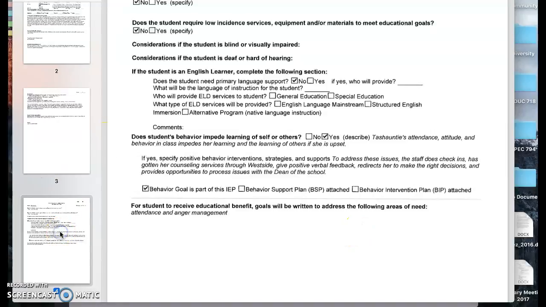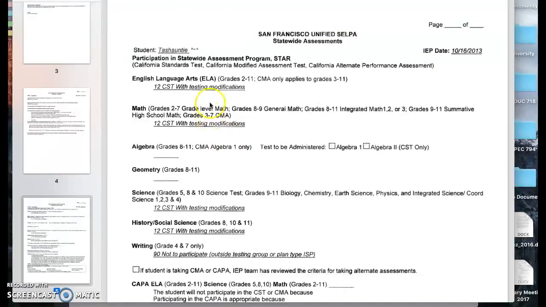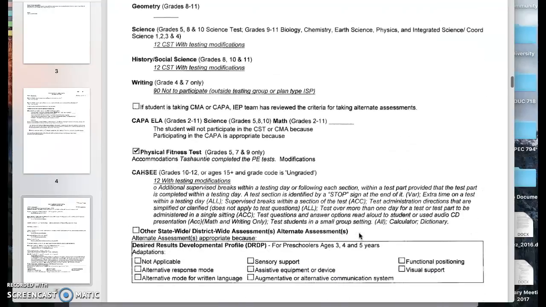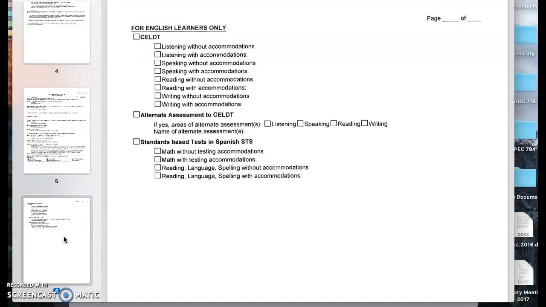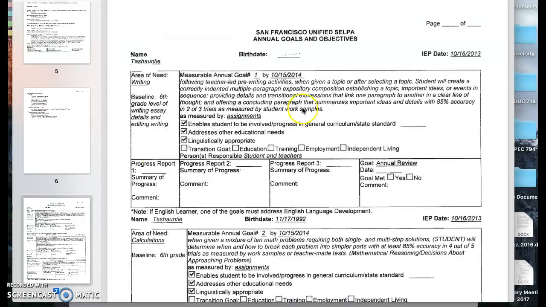So there's that. And then here is her assessment. So she has done the statewide assessments, which were at that time, this is one of the things that's really been changing. She took the physical fitness test, and she was, I believe, able to pass the California exit exam. Once again, if she was an English language learner, she would have this assessment information as well.